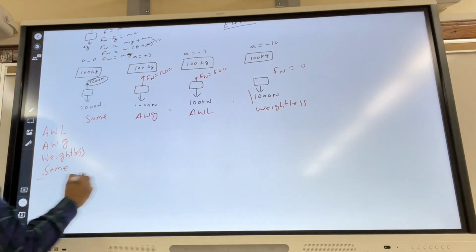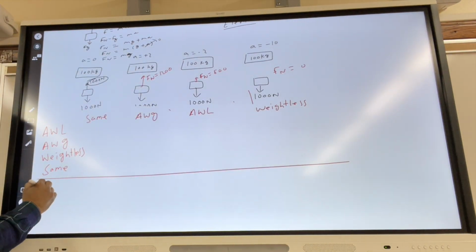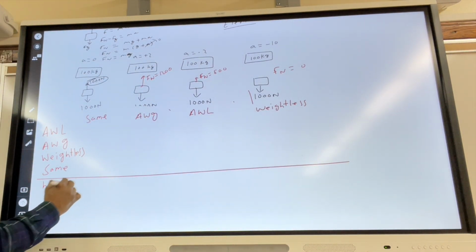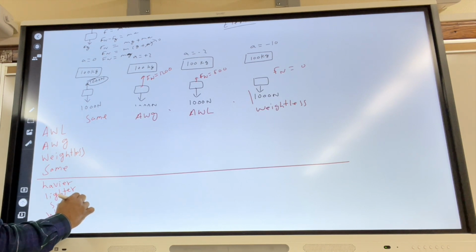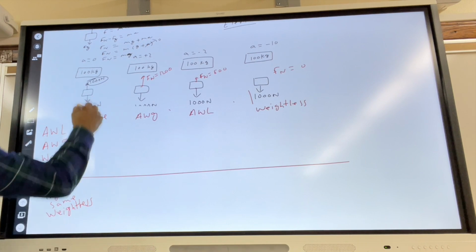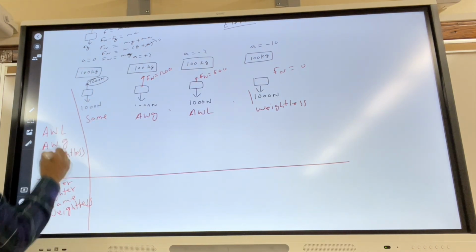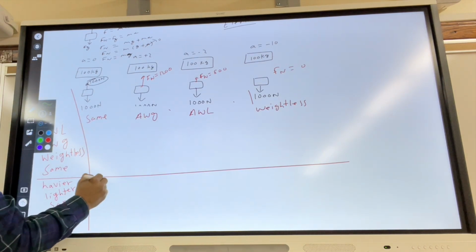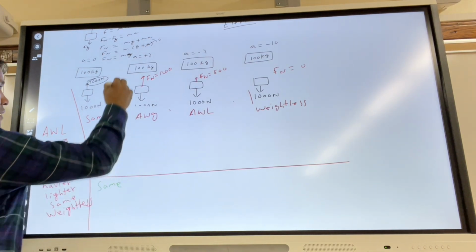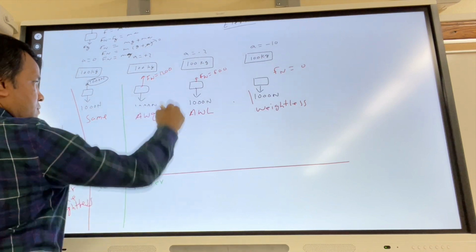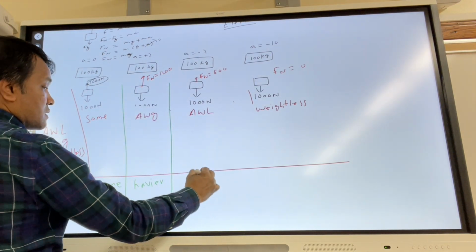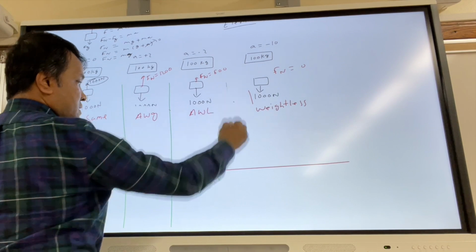All right, another aspect. This one is same. This one is heavier. This one is lighter. That's what you experience. And this one is weightless.